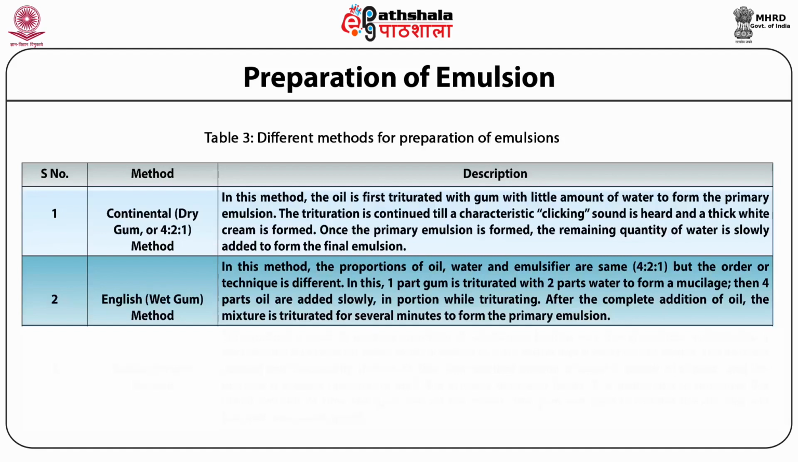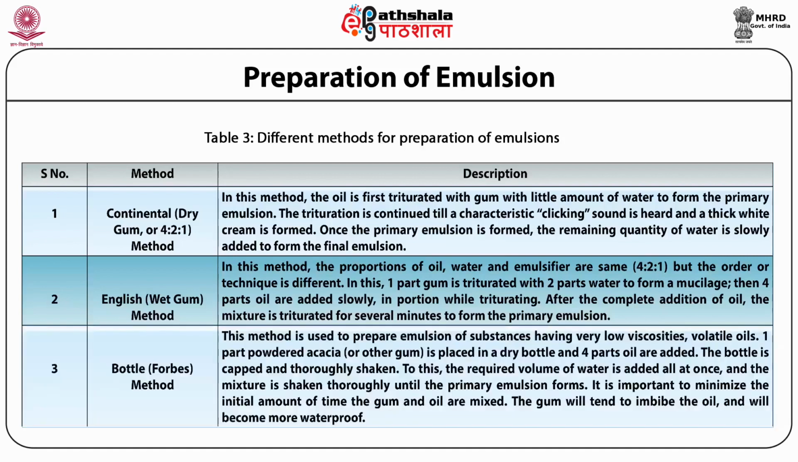In this, one part of the gum is triturated with 2 parts of water to form a mucilage. Then 4 parts of oil are added slowly in portions while triturating. After the complete addition of oil, the mixture is triturated for several minutes to form a primary emulsion.